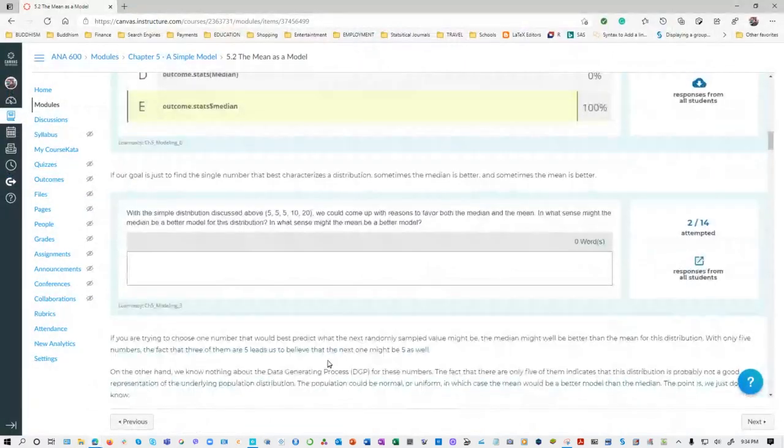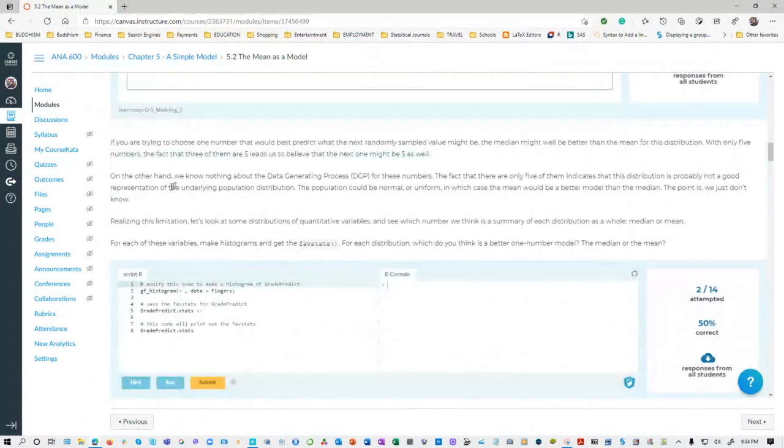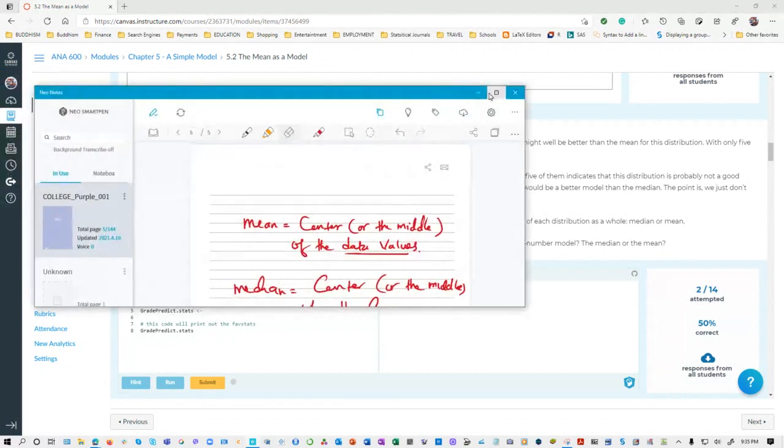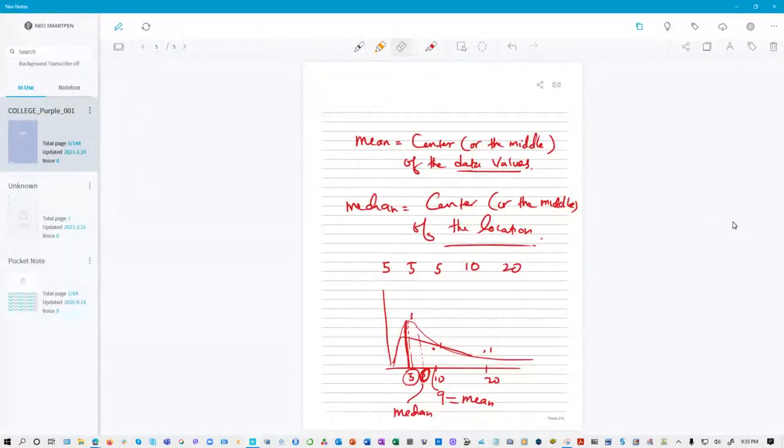That's why they say that for this particular data set, with only 5 numbers, the median might be well better than the mean of this distribution because it's right skewed. On the other hand, since 5 has occurred 3 times, with the highest frequency, the mode can be considered as well.